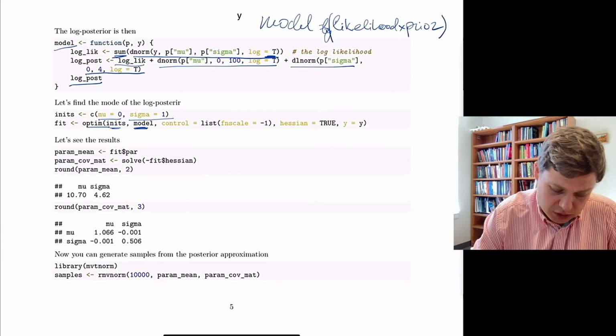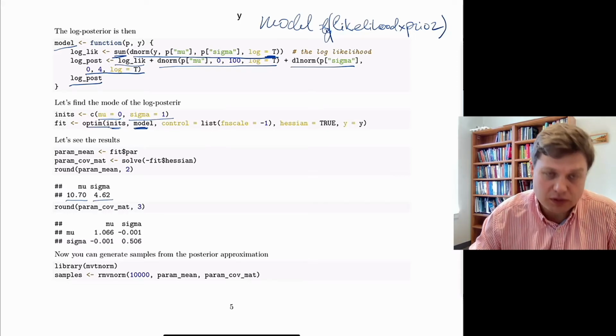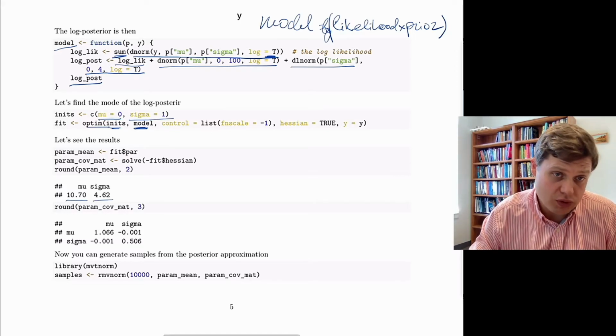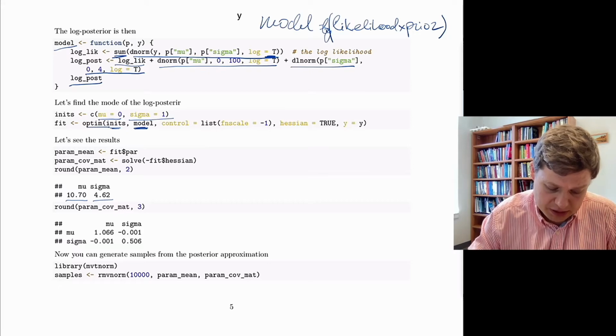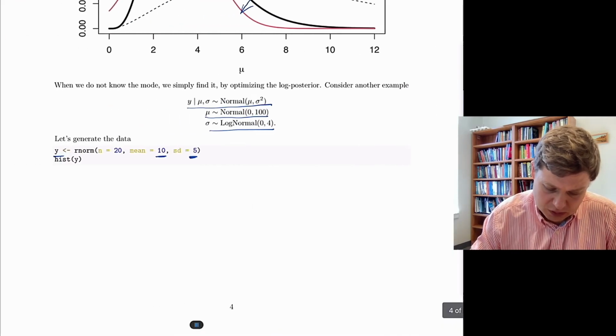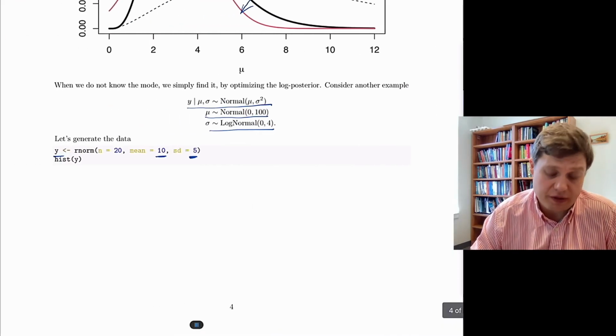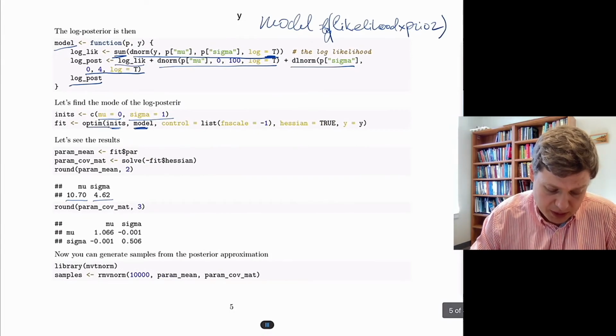And let's look at the solution. So that's the solution. Mu equals 10.7 and sigma equals 4.6. So mu sounds right. And the posterior for the sigma is 4.6, and we started with 5. So that actually sounds good.